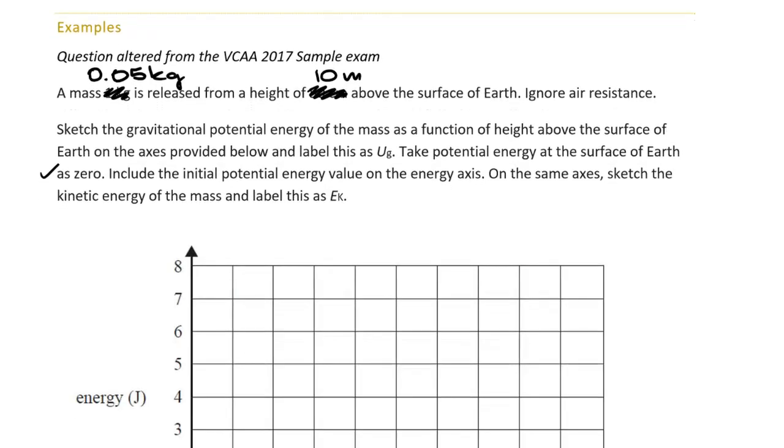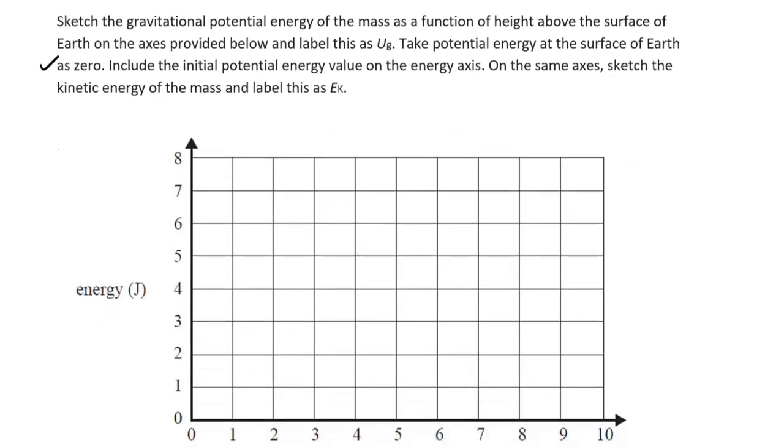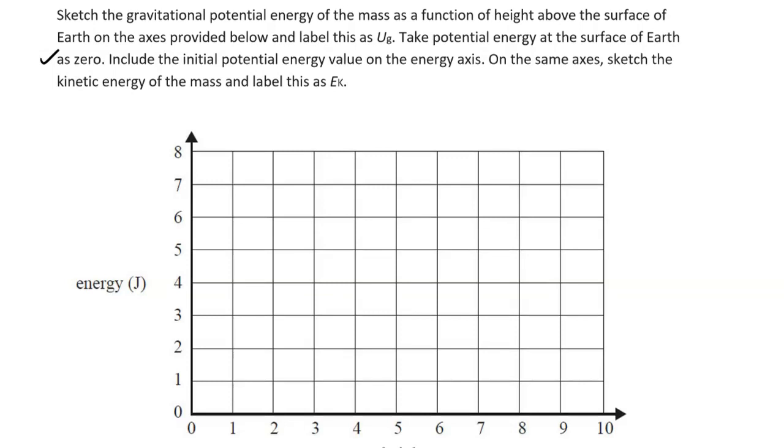Okay, let's look at an example here. I altered this question, but I realized that the numbers I chose weren't very good. So can you please alter it to a mass of 0.05 kilograms is released from a height of 10 meters above the surface of Earth. We're going to be ignoring air resistance. We're told we want to sketch the gravitational potential energy of the mass as a function of the height above the surface of Earth on the axis provided below. We want to label the potential energy as U_G. Take the potential energy at the surface of the Earth to be 0. Include the initial potential energy value on the energy axis. On the same axes, sketch the kinetic energy of the mass and label this as E_K.